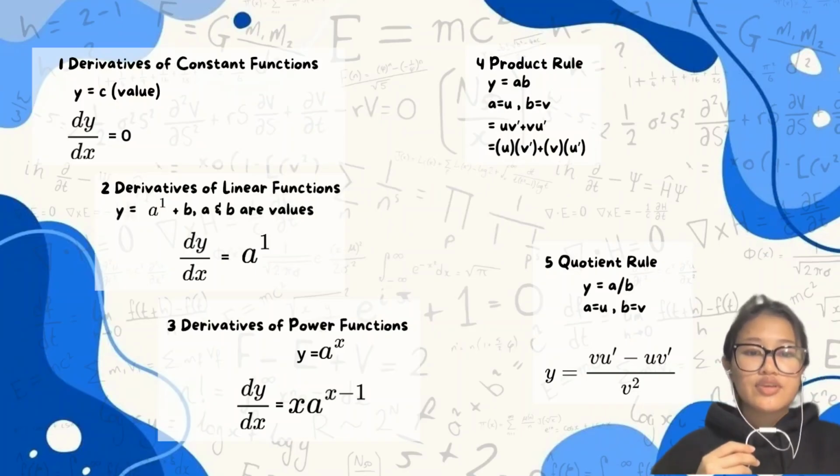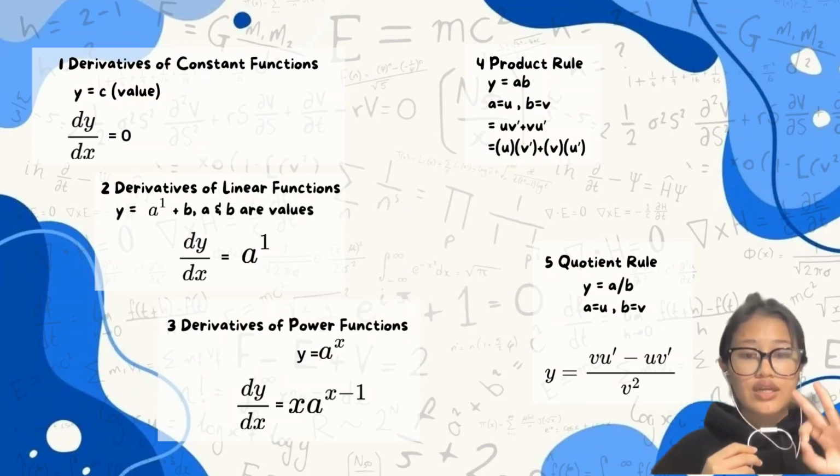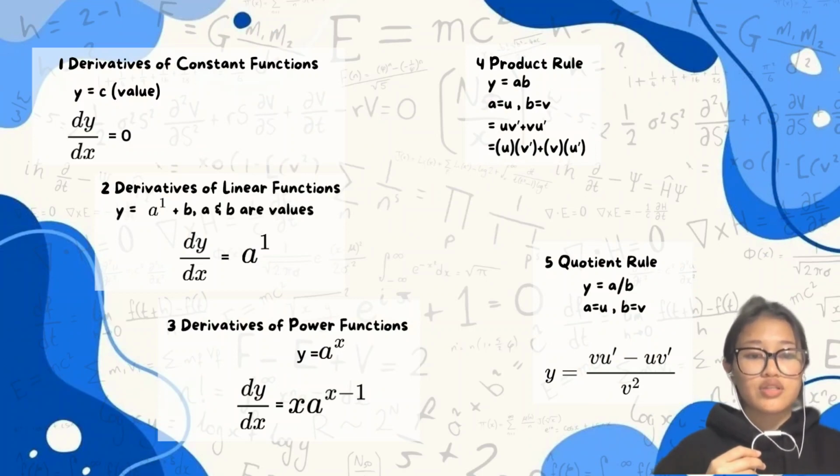Second, the derivation of linear functions. The formula is y equals ax plus b, therefore when differentiated, the product will be the value of a. Third, the derivation of power functions. The formula is y equals ax to the power of n. When differentiated, the product is the value of a multiplied with x to the power of n minus 1.